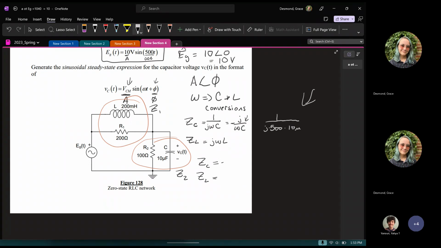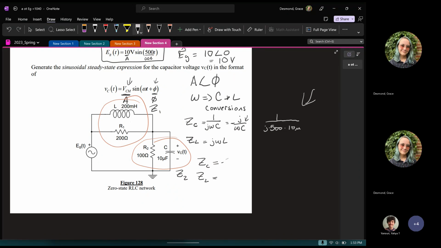Do you get a positive or negative for the capacitors? You should get a negative. Yes, well, it's 200 over j, which gives you negative 200, or j, sorry. Got it. Yeah, I got negative 200j.